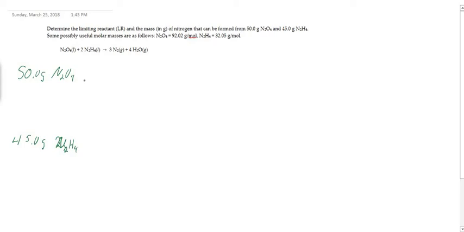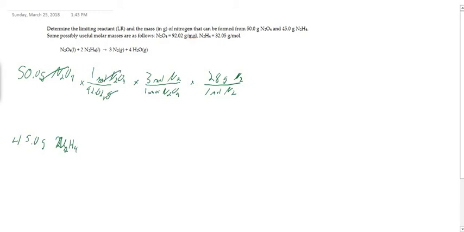So I know, because it's given to me, that there are 92.02 grams in 1 mole of N2O4. And I know that for every 1 mole of N2O4, the stoichiometry says I make 3 moles of N2. And then we asked for it in grams, so I know that for every 1 mole of N2, there are going to be 28 grams of N2. So my grams of N2O4 cancel out, my moles of N2O4 cancel out, my moles of N2 cancel out, and I'm left with grams of N2. And so we can end up doing those calculations right there.